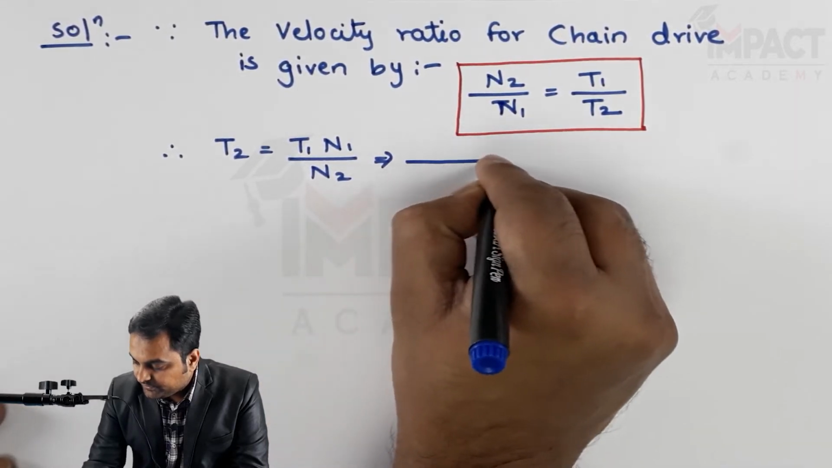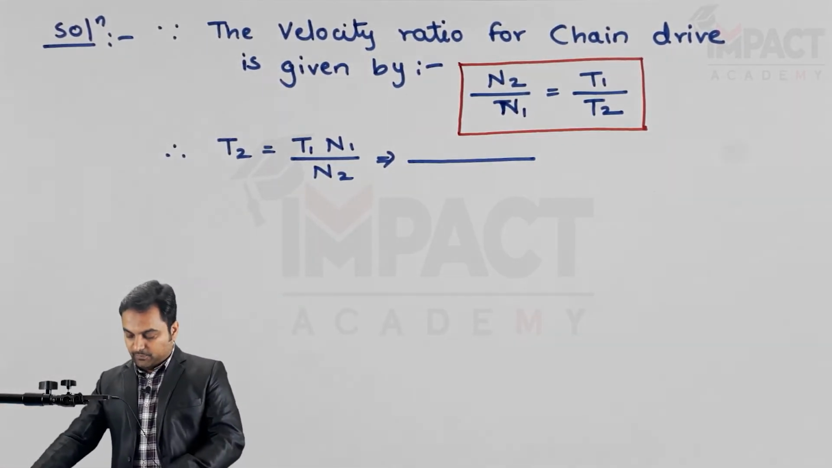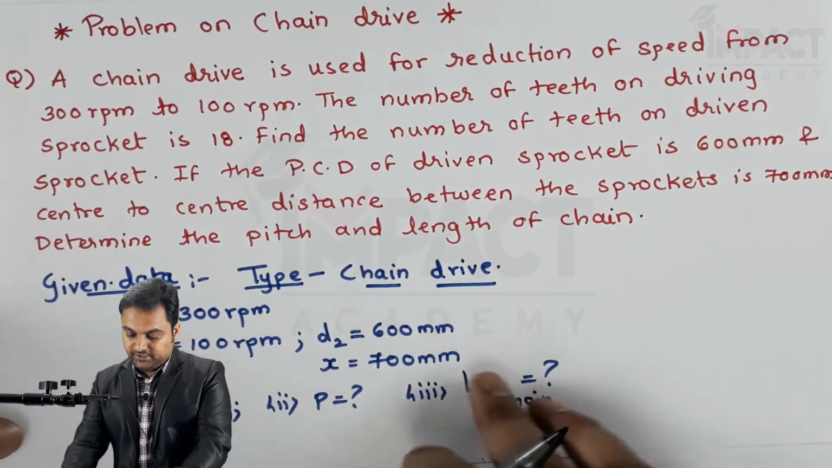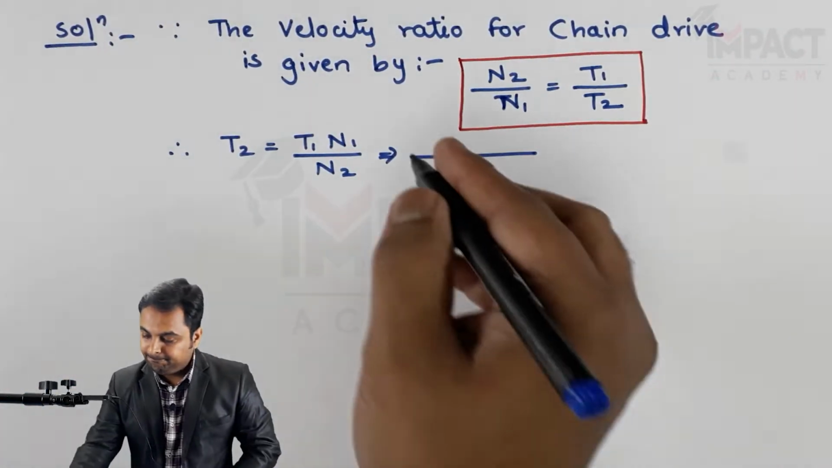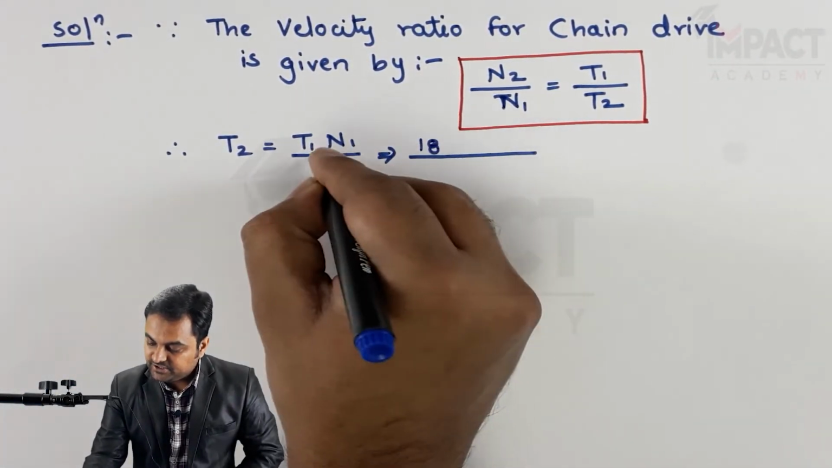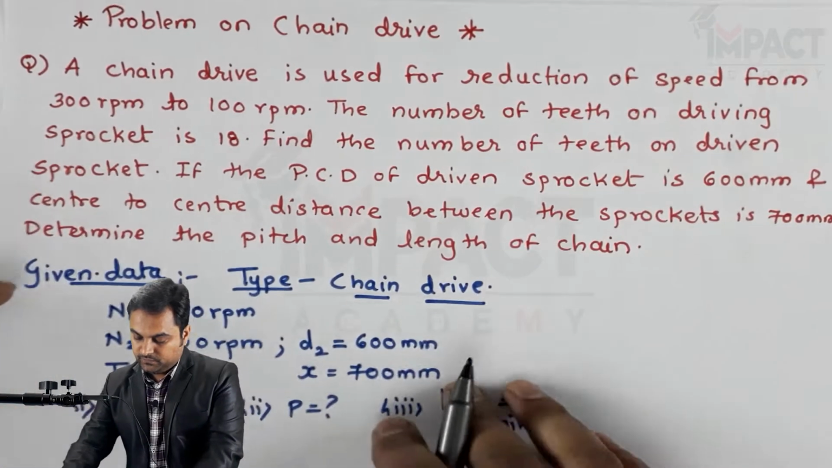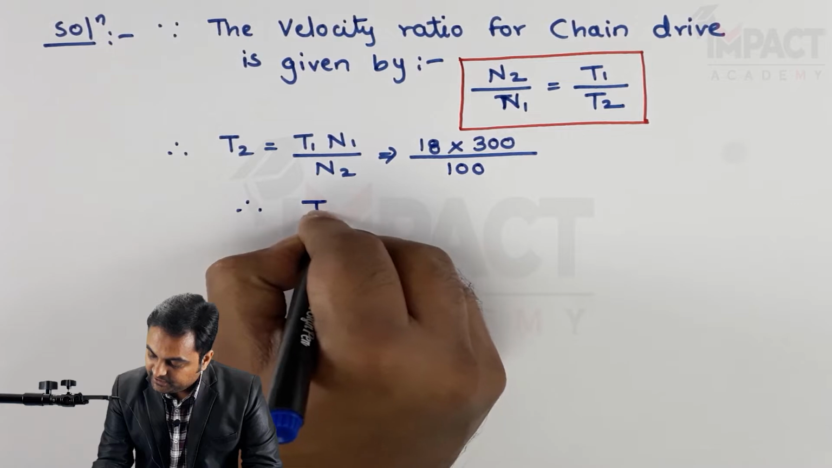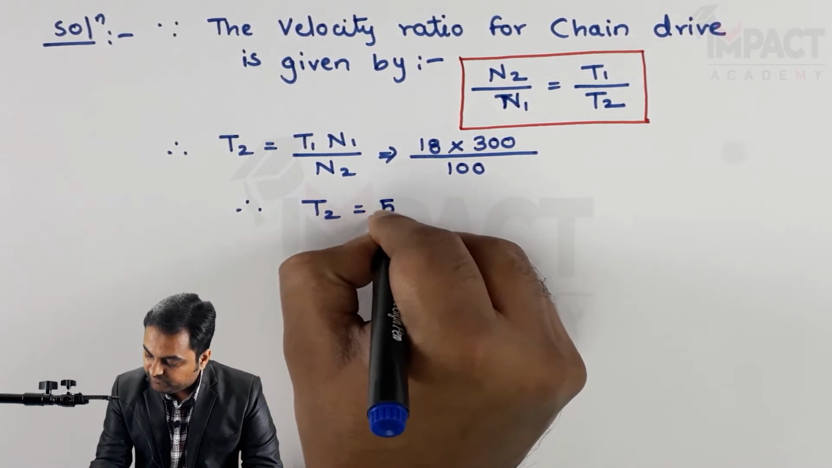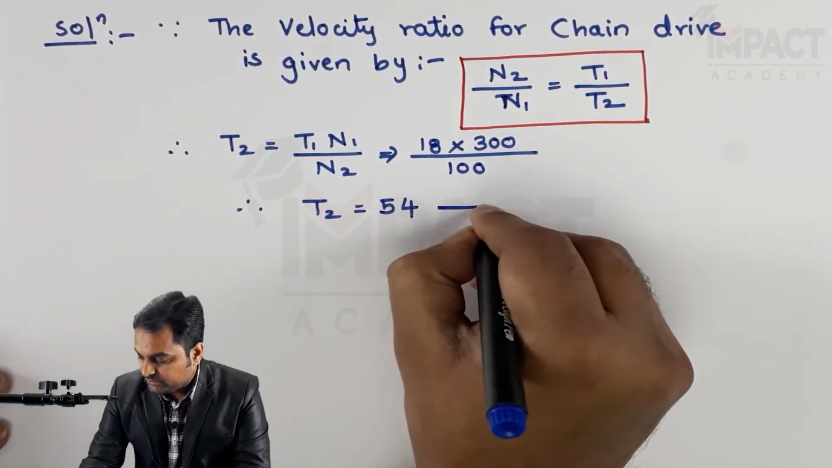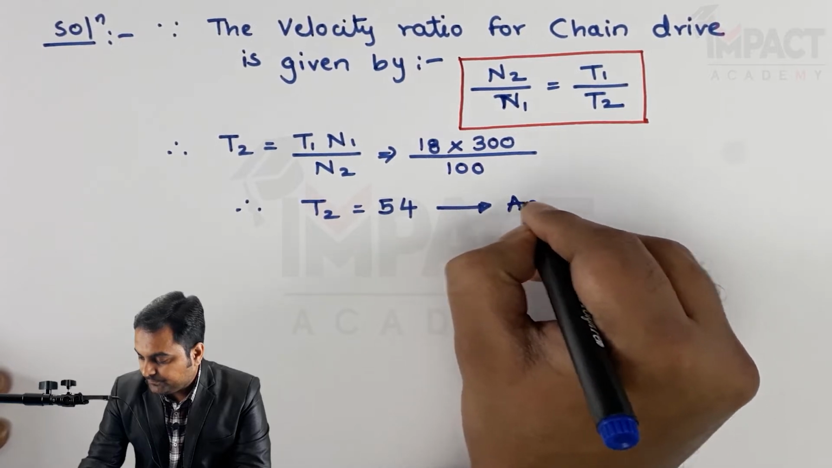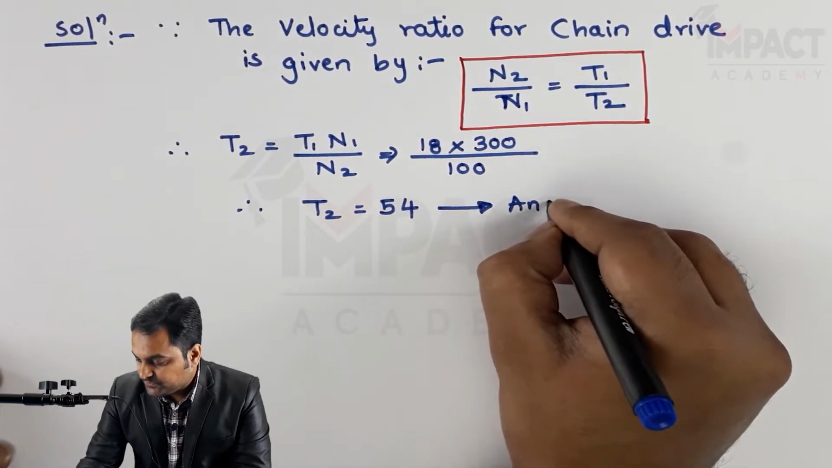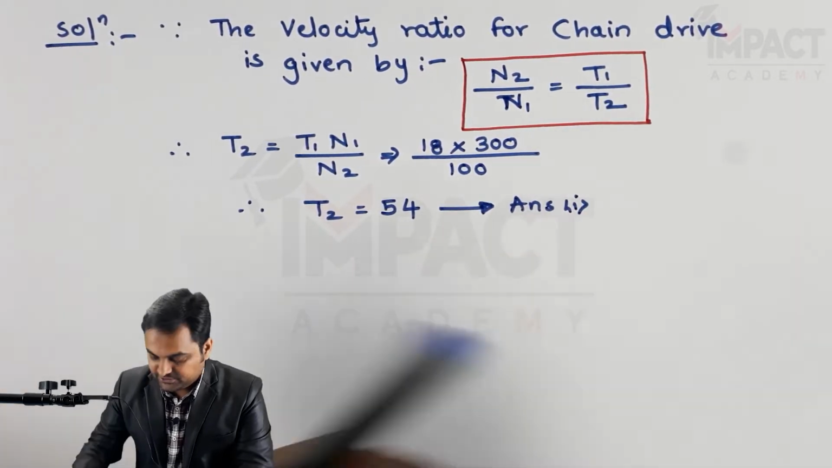Putting the values here. T1 is given in the problem, T1 is 18. Next N1 is 300 and N2 is 100. So I'll be getting the answer of T2 as 54. That is the total number of teeth on the driven sprocket. This is the first answer.